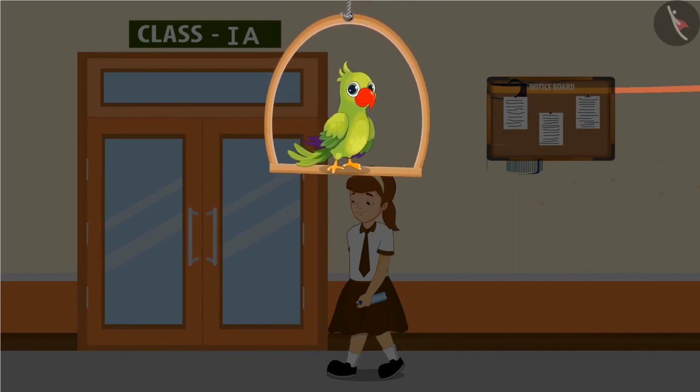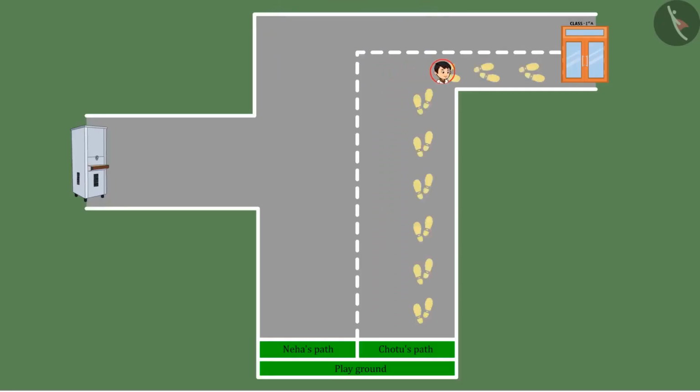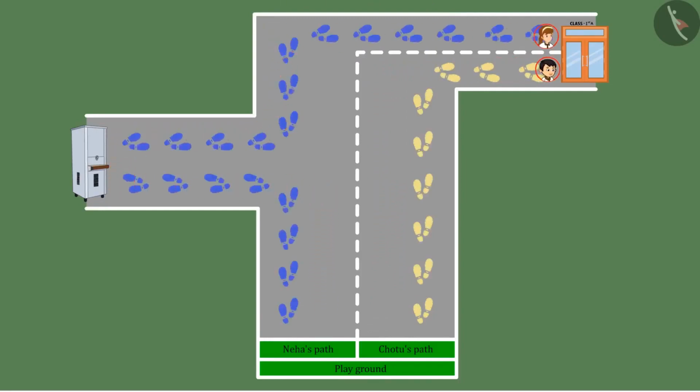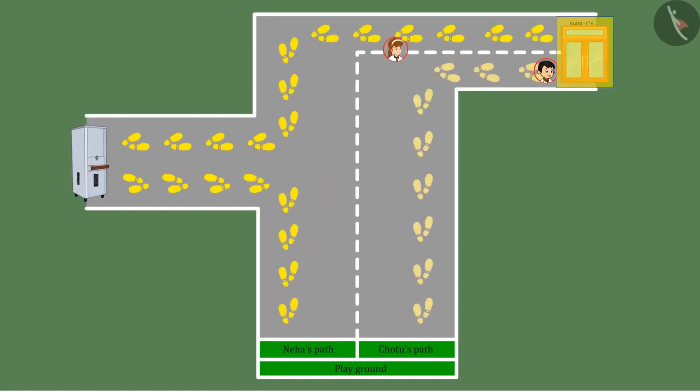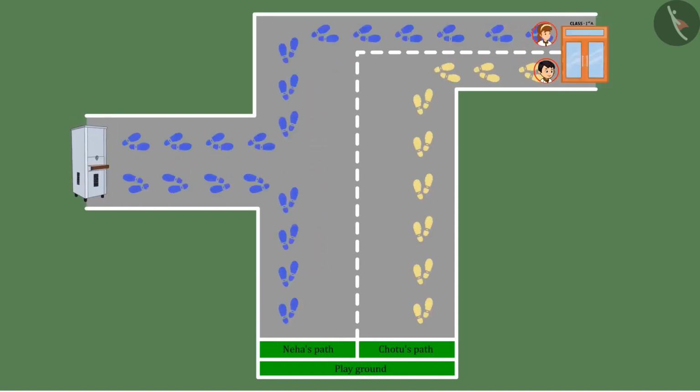Come on, let's see. Here is the path that Chotu followed and here is Neha's path. Yes, Chotu reached the classroom first. Because Chotu went straight to the class. But Neha went to fill water first and then to the classroom. This means that Neha had to walk more than Chotu to fill the water, and it even took some time to reach the classroom.